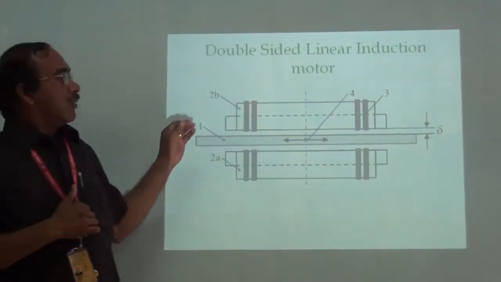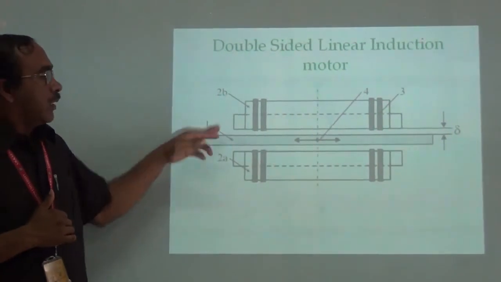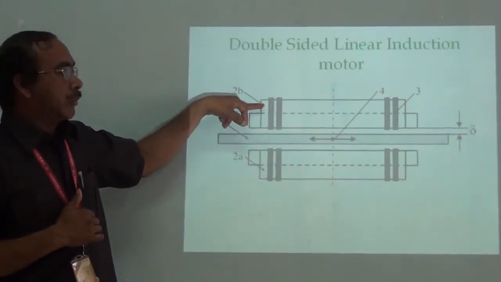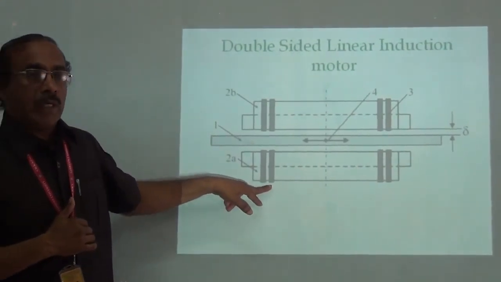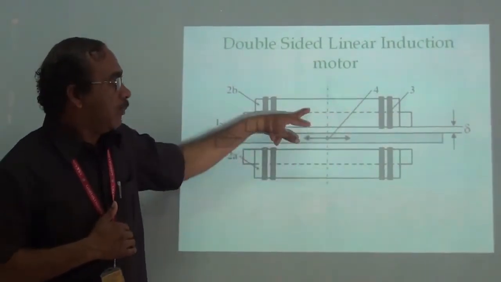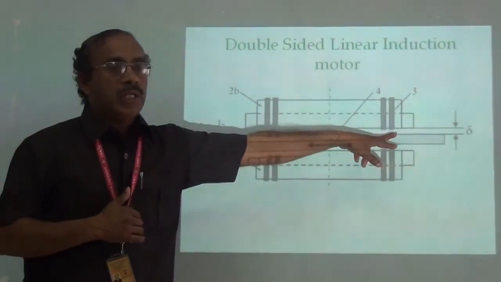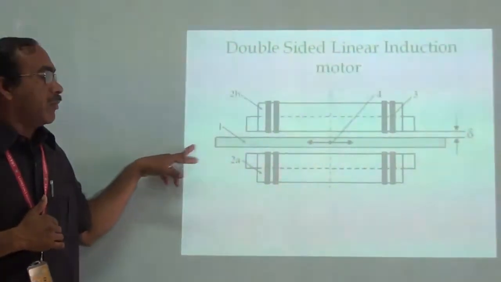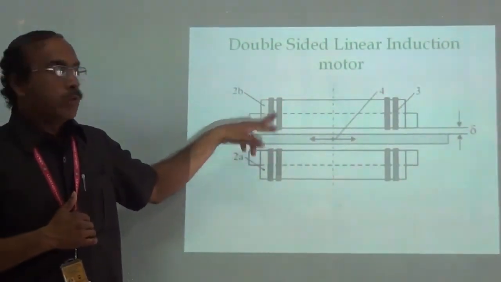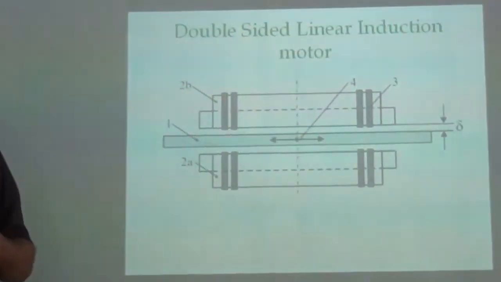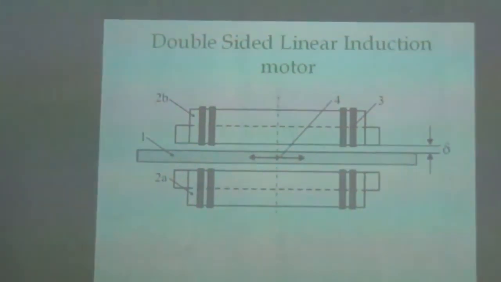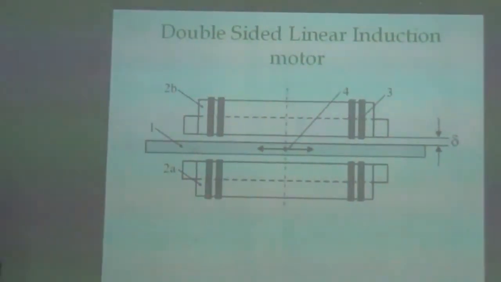The other type is the double-sided linear induction motor. As shown in this diagram, the top one is the primary winding of the linear induction motor, and the bottom one is also a primary winding. In between these two primary windings, we have the secondary conductor. Hence, we have two types of linear induction motor: one is single-sided, the other is double-sided.